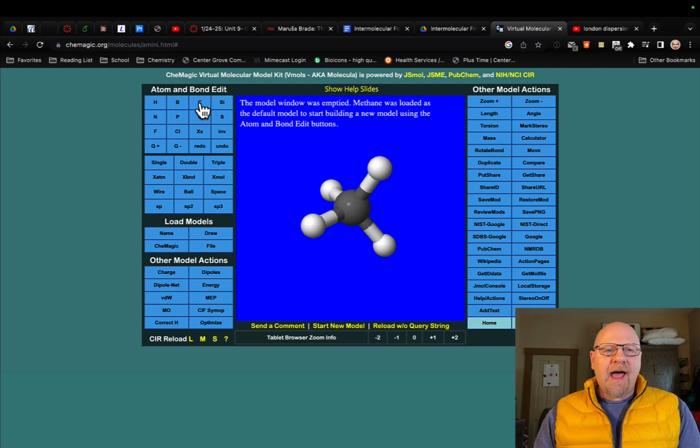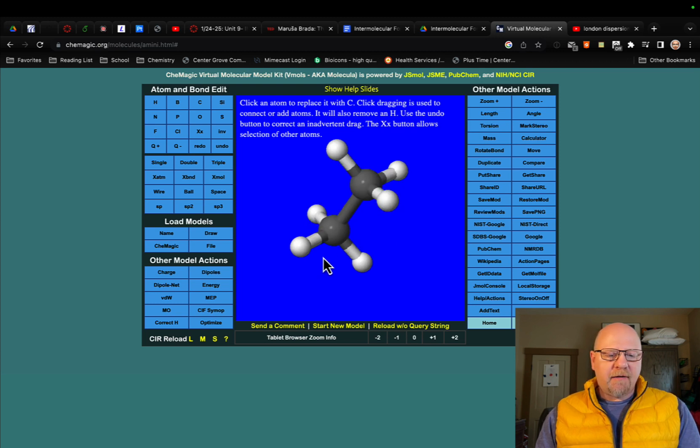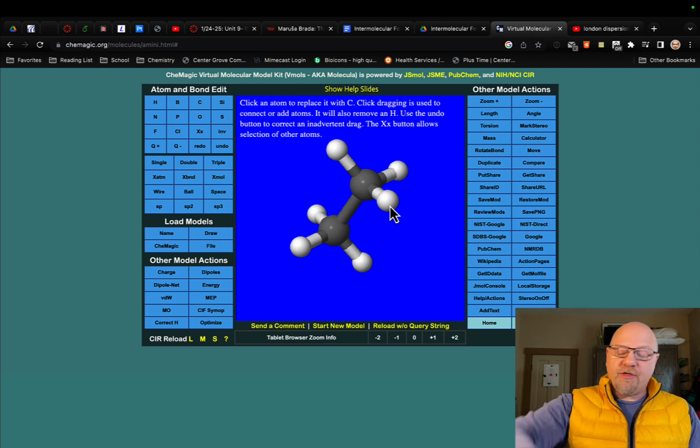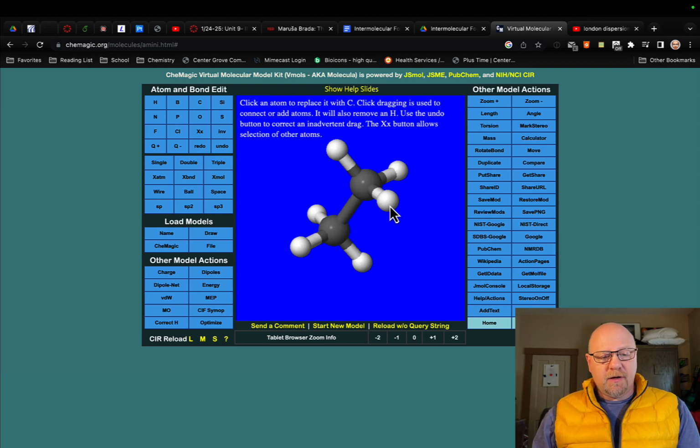So I need to add more carbons. I need to add a total of 5. So I'm going to click on the carbon, and it doesn't really highlight anything, but it changes the text here. And what I'm going to do is if I click on this hydrogen atom, that will replace that hydrogen with a carbon. And notice now we have 2 carbons, each one of them with 3 hydrogens on it. This is a little more complex modeler than the other one that we were working with. I just found this today on the 23rd, so still trying it out, but I think it'll work fine.